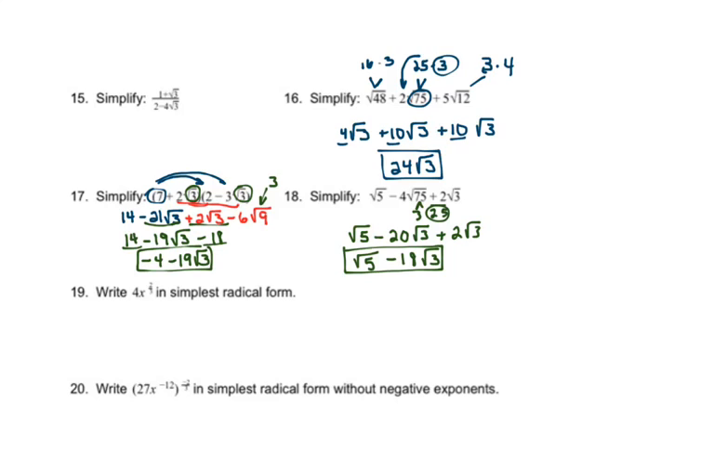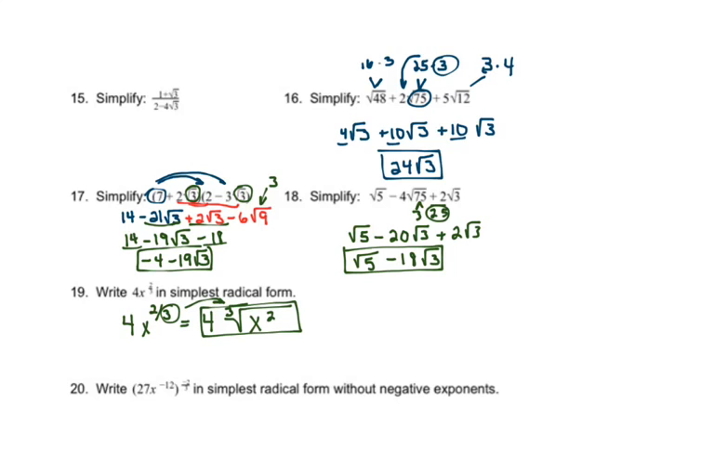Okay, this next problem, number 19, we got 4x to the 2/3, and in radical form, we just have to memorize that 3, that denominator in an exponent, means the index of a radical, and the numerator means the power on the x. So that's 4 times the cube root of x squared. And finally, number 20, write this expression in simplest form.